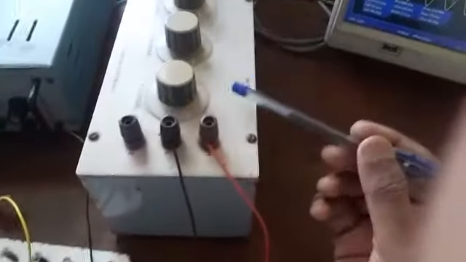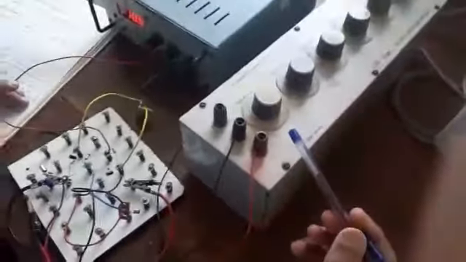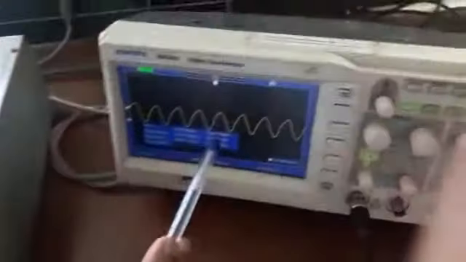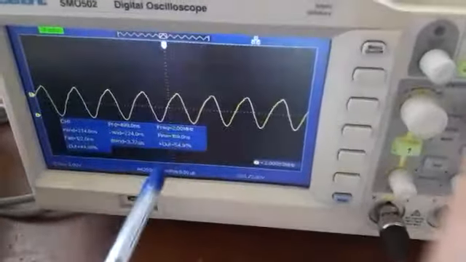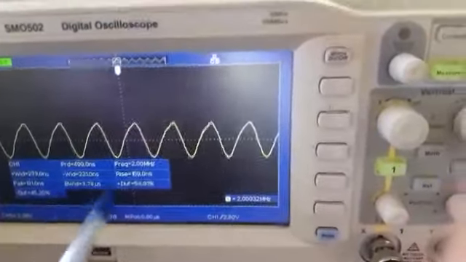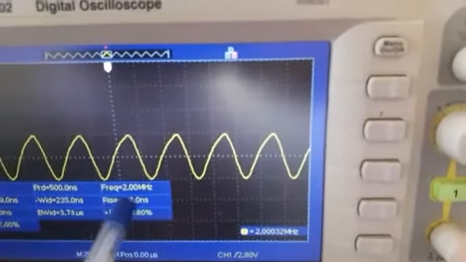I am only varying the DRB. By varying the DRB, that is the decade resistance box, I am going to set the value of R. By varying this, I am generating the AC signal as shown in the CRO. I am generating 2 megahertz. The designed frequency is 2 megahertz, and practically also I am getting 2 megahertz. This is the frequency, 2 megahertz.